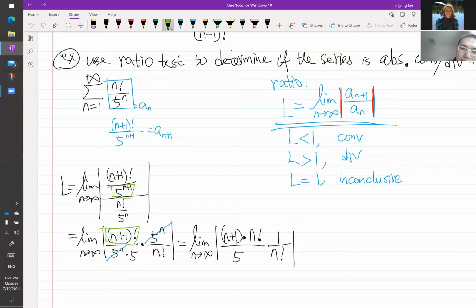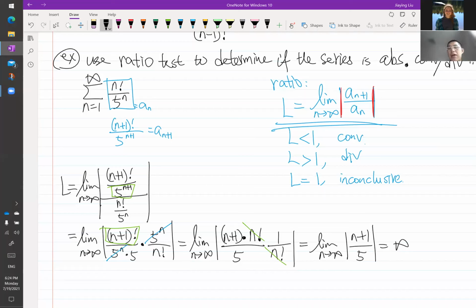As you can see, after we take out the n+1 from the factorial, we end up with the n factorial, and then we also have an n factorial in the denominator. So those two cancel out, giving us a 1. So we end up with the limit as n goes to infinity of (n+1) divided by 5. And now if we take the limit, we end up with infinity.